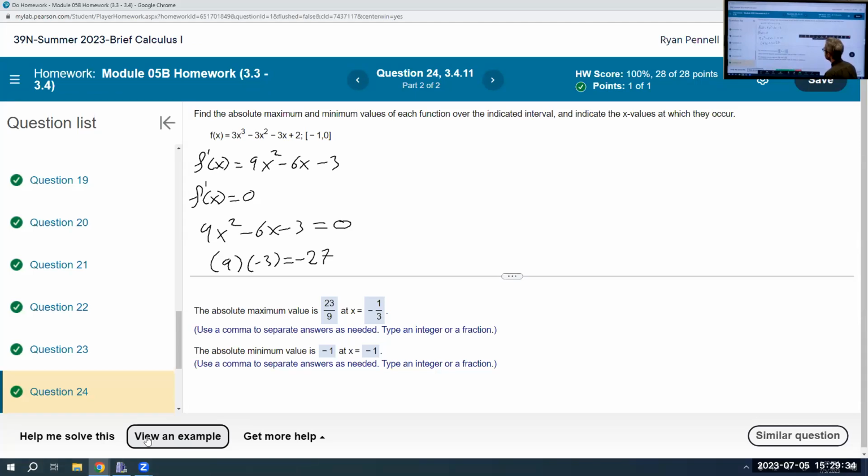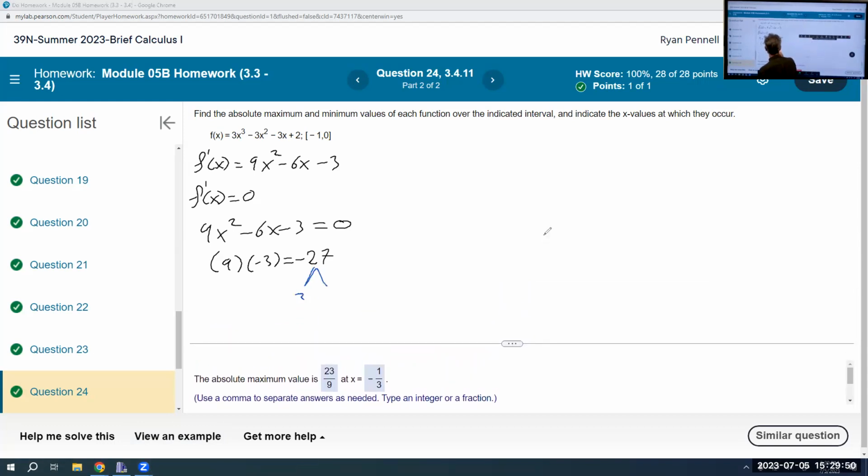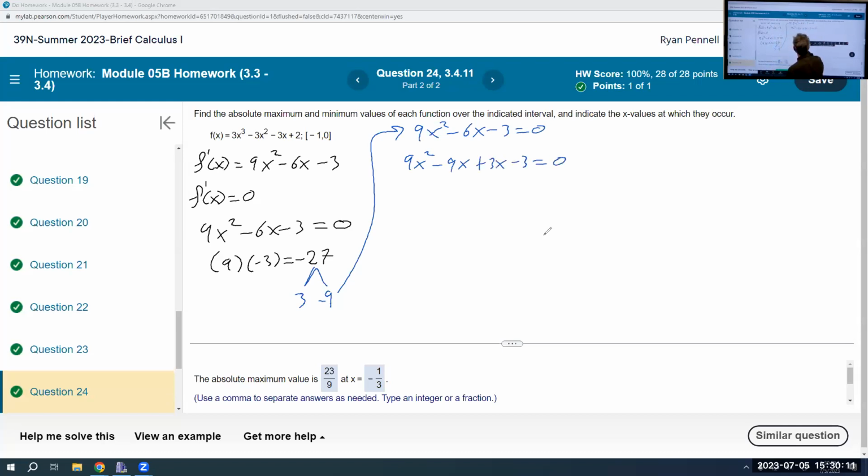It's like 3 and 9 would do it. 9x squared minus 6x minus 3 equals 0. 9x squared minus 9x plus 3x minus 3 equals 0. 9x times x minus 1 plus 3 times x minus 1 equals 0. x minus 1 times 9x plus 3 equals 0. x equals 1, or 9x plus 3 equals 0, so x equals negative 1/3.